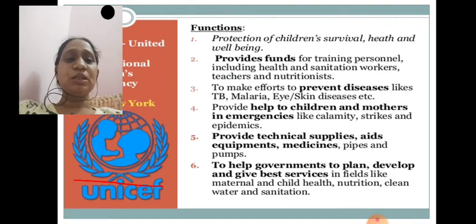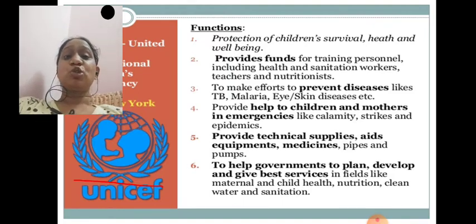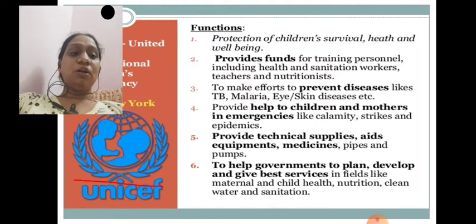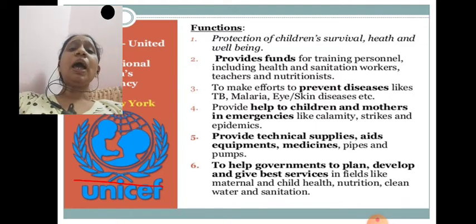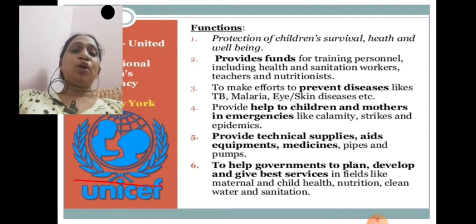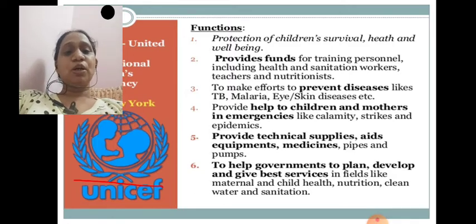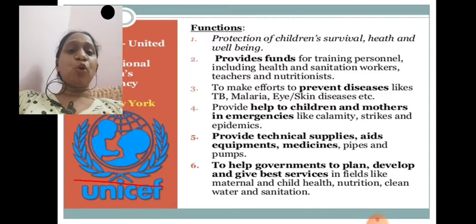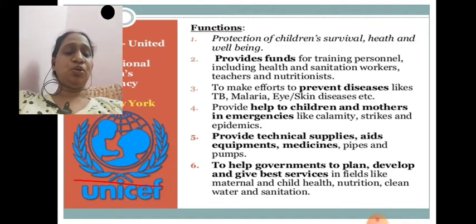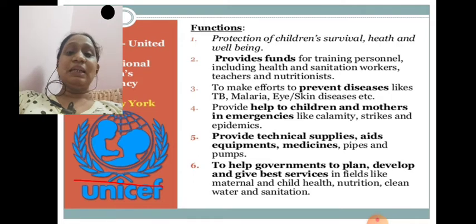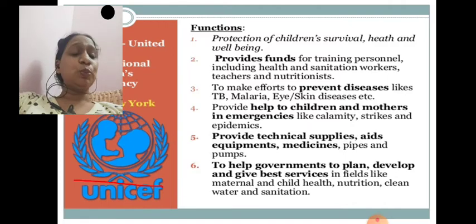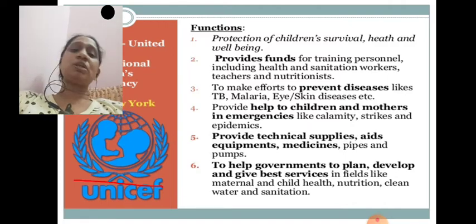And which kind of emergency? For example, a calamity like tsunami, flood, earthquake, strikes and epidemics like COVID-19. It provides technical supplies, aids, equipment, medicines, pipes and pumps. So if any country is in an emergency, either war or calamity or some epidemic, then it provides this type of help to them. And what are they? Technical supplies, then aids, इक्विपमेंट्स, बहुत सारे मेडिकल इक्विपमेंट्स होते हैं जो अंडर डेवलप कंट्रीज़ या डेवलपिंग कंट्रीज़ के पास नहीं होते हैं.